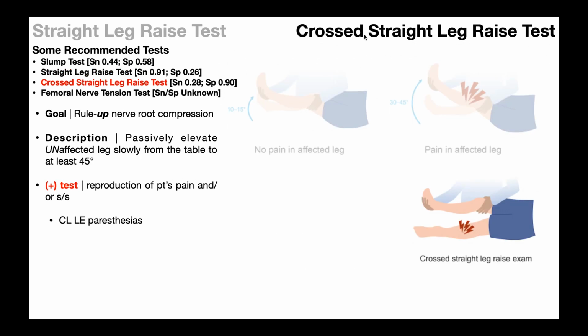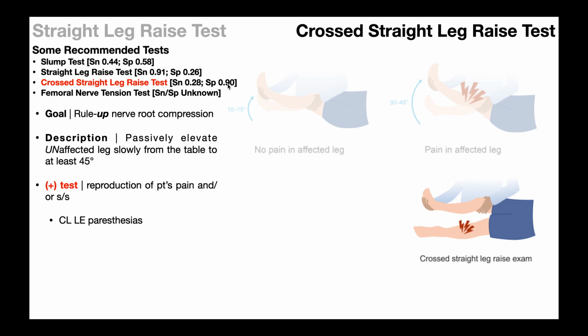Now let's talk about the cross straight leg raise test. This is very similar to the straight leg raise test, but there's two major differences. The first is the goal. With the crossed form of this, it's to rule up nerve root compression, emphasis on rule up. If we look at the psychometrics of this test, it makes sense. The sensitivity is only 0.28, very poor, but the specificity is high. It's 0.90 or 90%, meaning if somebody has a positive cross straight leg raise test, there's a 90% chance that they actually have nerve root compression.